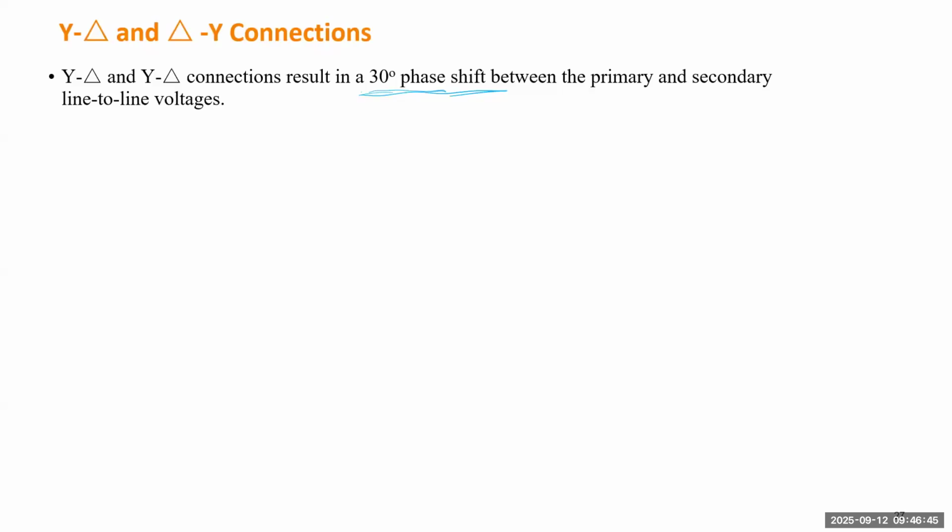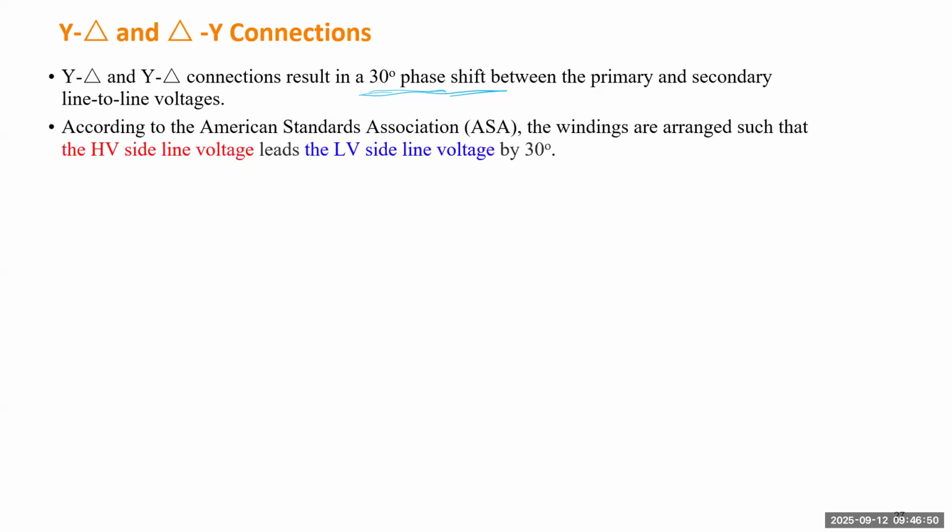This is very different from the single phase transformer. According to the ASA, the American Standards Association, the windings are arranged such that the high voltage line voltage leads the low voltage line voltage by 30 degrees.